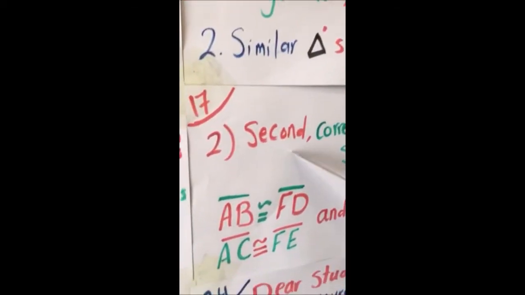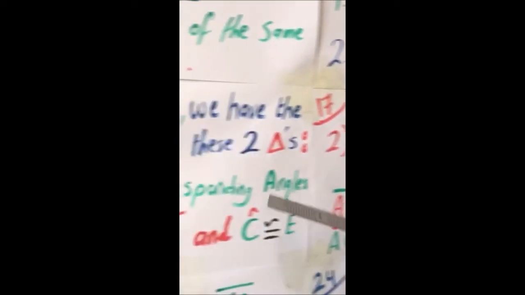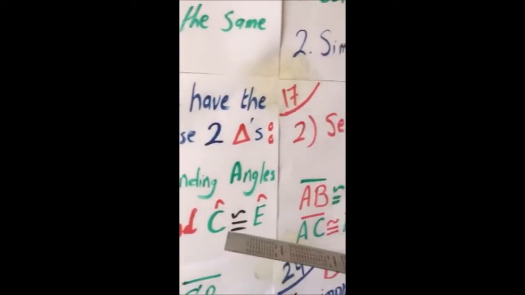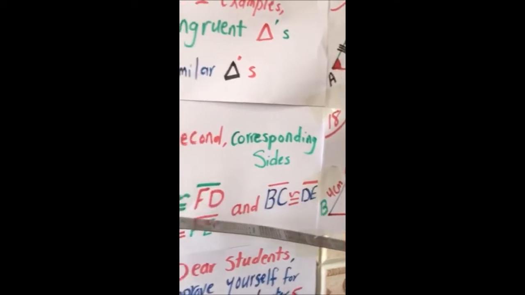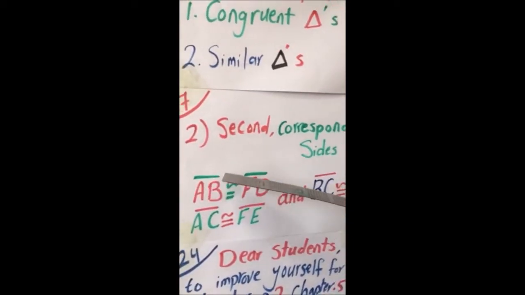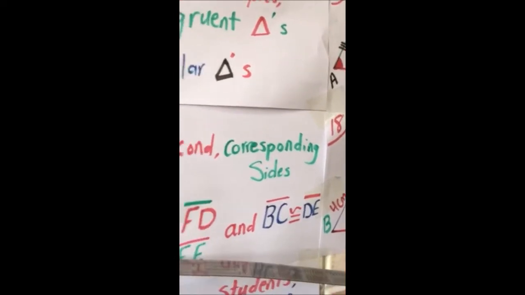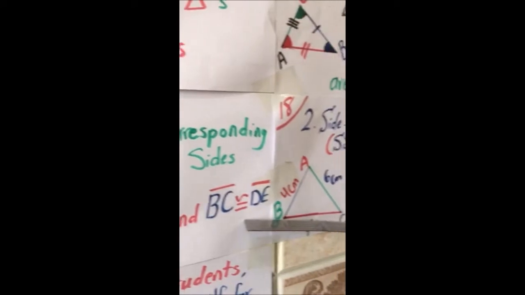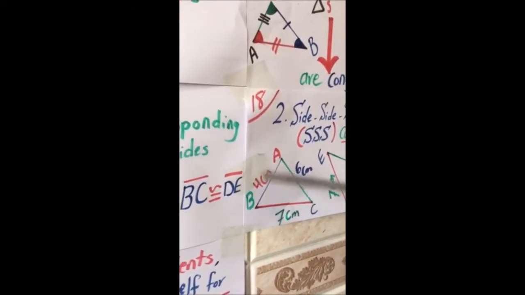Now, second, let me go to the corresponding sides. After we finish the corresponding angles, angle A with angle F, angle B with angle D, angle C with angle E, now we will go to the sides. The length of side AB is congruent to the length of side FD. The length of side AC is congruent to the length of side FE, and the length of side BC is congruent to the length of side DE.